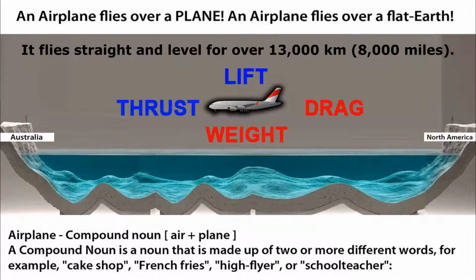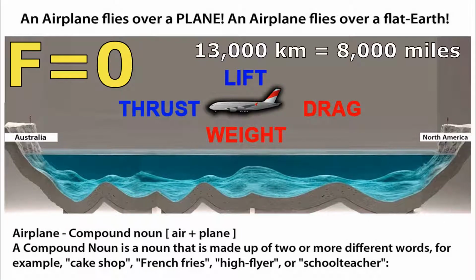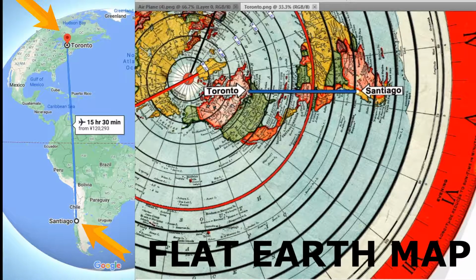So we just saw there the mechanics of the airplane, how it was designed to overcome the so-called gravity or the weight of the plane. The plane flies straight and level over a flat surface. There is no need for adjustment for any curvature, because there is no curvature to be adjusted for. An airplane flies straight and level over a flat, non-rotating Earth. That's not difficult to understand. And as he says, the airplane can fly over 13,000 kilometers or 8,000 miles without stopping. Now let's look at a few examples on the globe and on the flat Earth map.